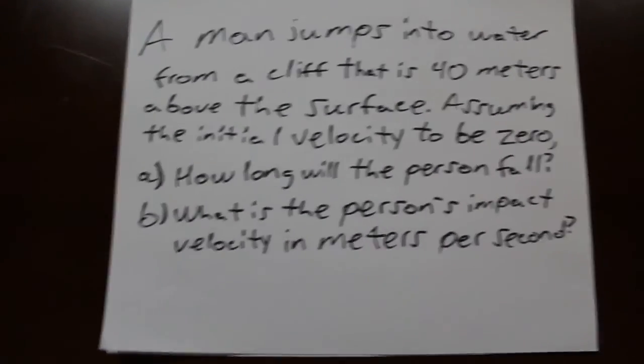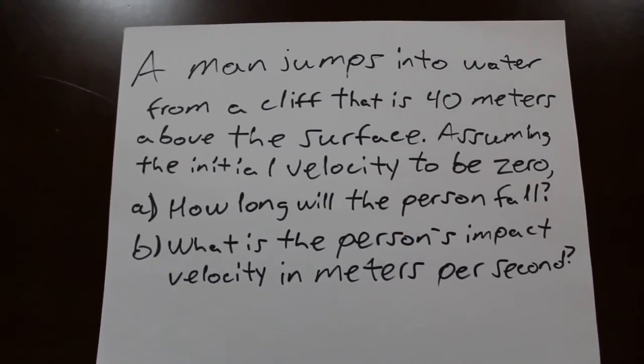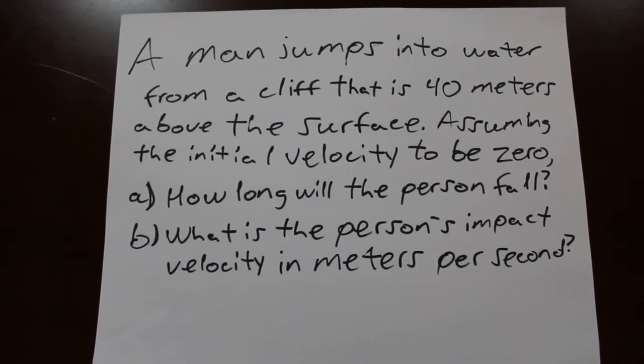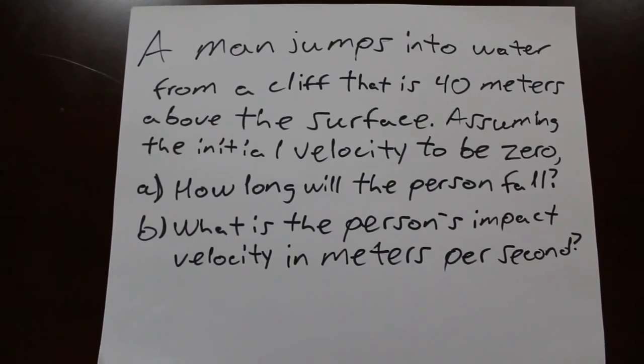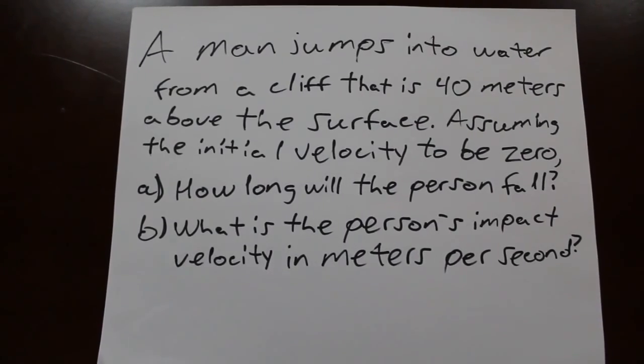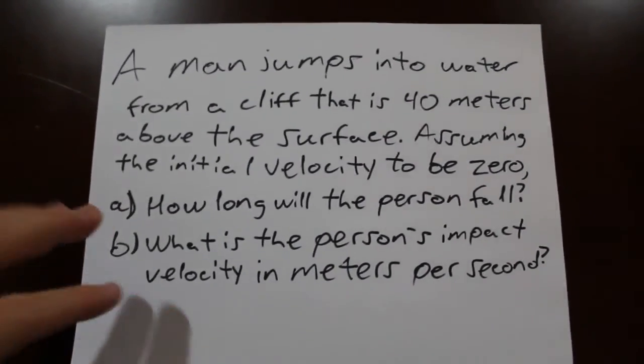So the problem is, a man jumps into the water from a cliff that is 40 meters above the surface. Assuming the initial velocity to be 0, A. How long will the person fall? B. What is the person's impact velocity in meters per second?